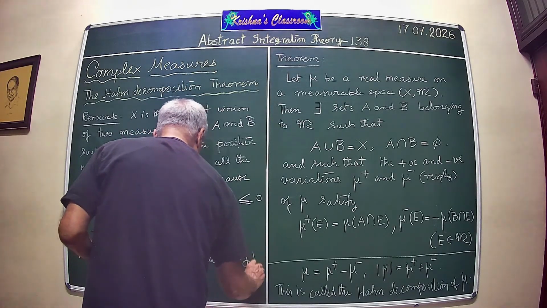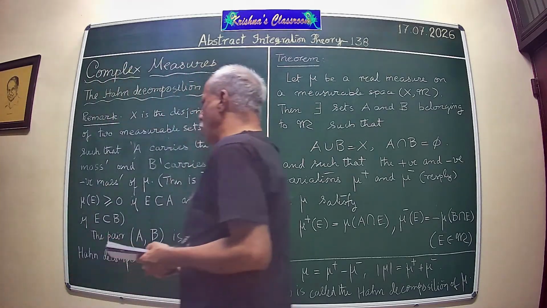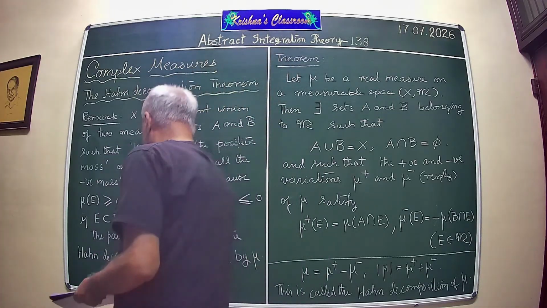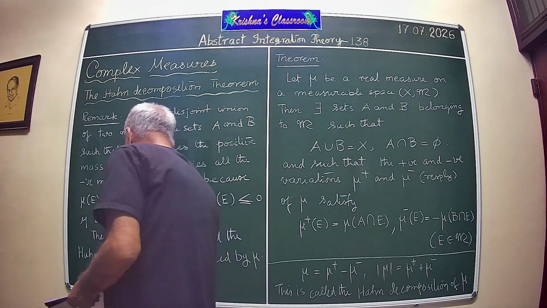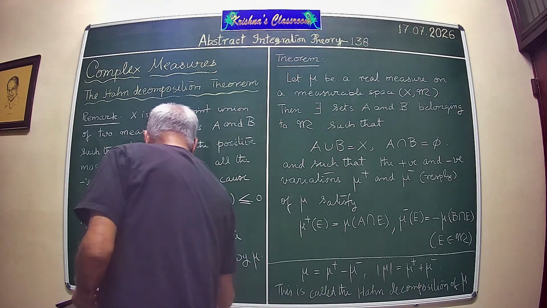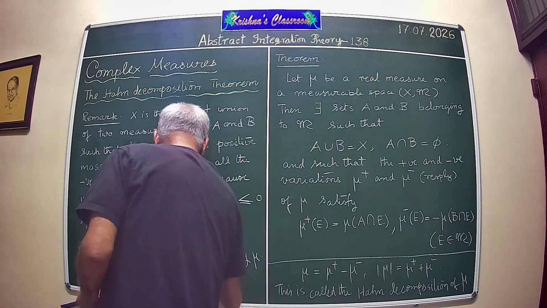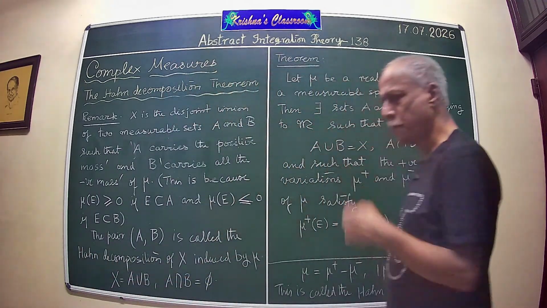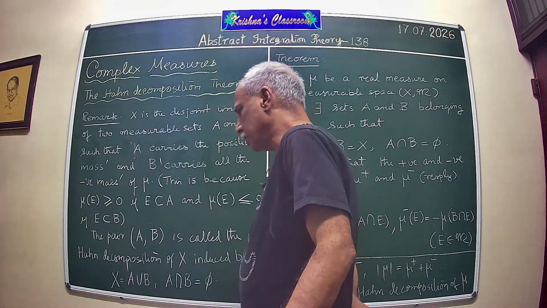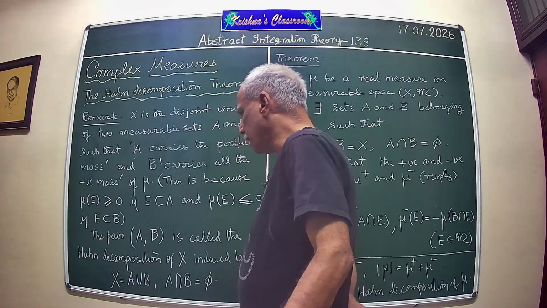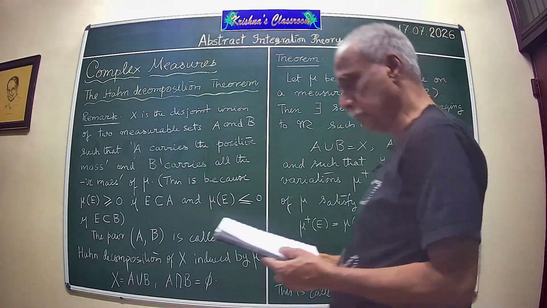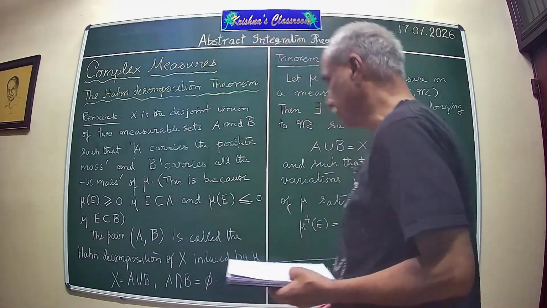Now the pair A, B induced by mu. So this is the Hahn decomposition. What is it? That is, X is equal to A union B. This is the Hahn decomposition, and it is what is induced by the particular mu on the space. Okay, right. So let us prove this theorem. The proof is not difficult.